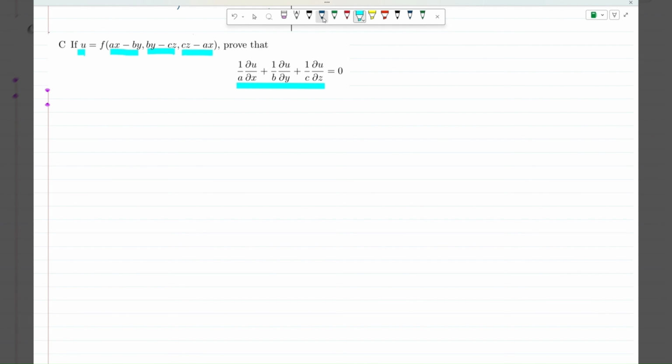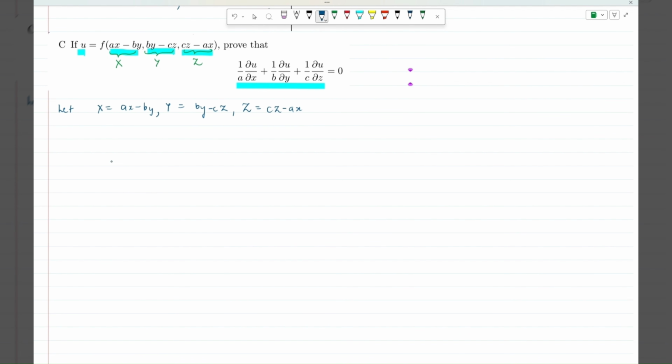So over here we take help of some intermediate variables. We are first going to redefine these three terms as, say, capital X, Y and capital Z. So we'll start the solution by saying: let capital X equal ax minus by, capital Y equal by minus cz, and capital Z equal cz minus ax. Just a word of caution, try to differentiate your capital Z and small z very clearly.